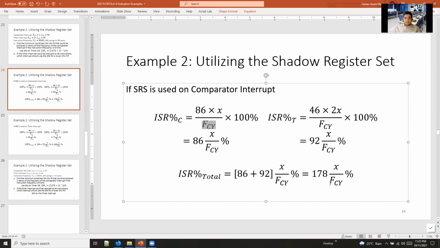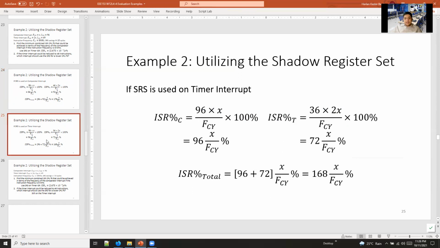So, yung total for the comparator interrupt is 178 times yung ratio ng interrupt frequency at saka ng instruction frequency. Kapag binaliktad natin, balik ng 96 si comparator, 36 naman si timer. Ayan, from 96, 72, pag inadd natin 168. So, you notice here, kahit isipin mo, ang bilis na nung timer interrupt natin, 36 instructions na lang siya, but siya pa rin yung gagamitan ko ng shadow register set.